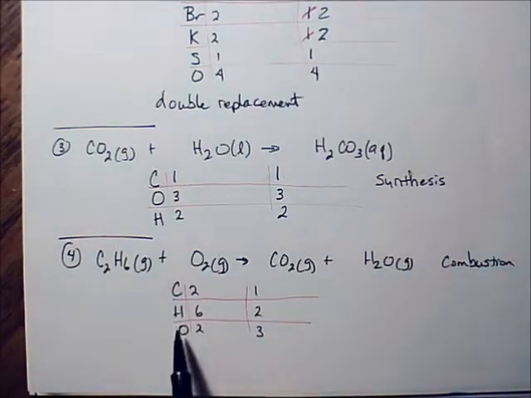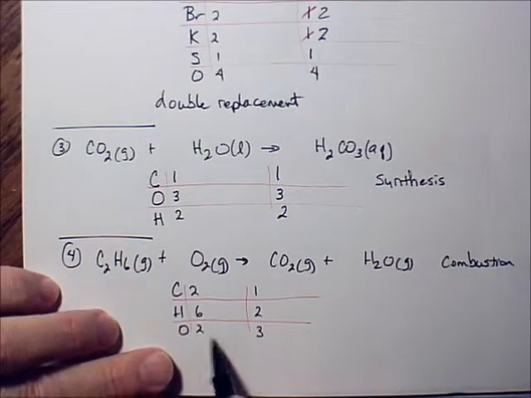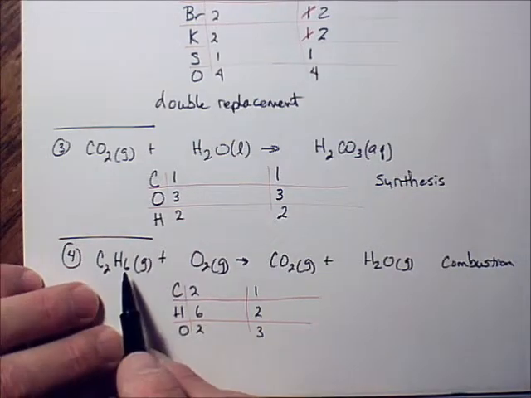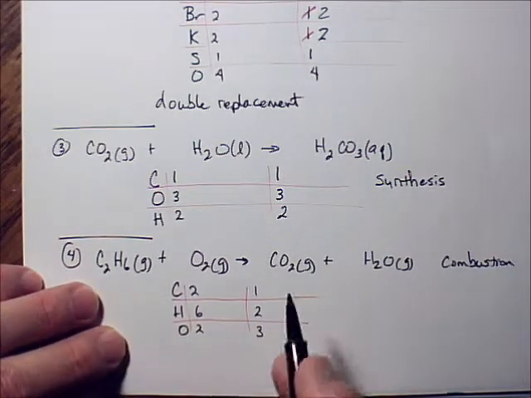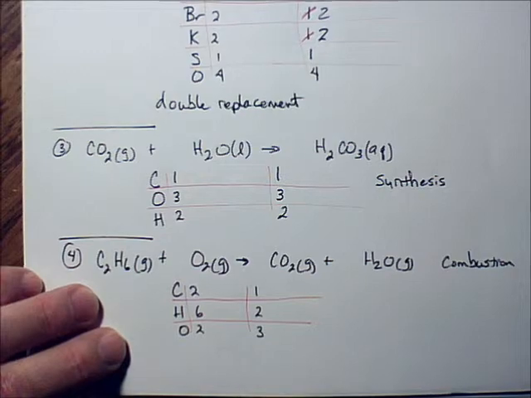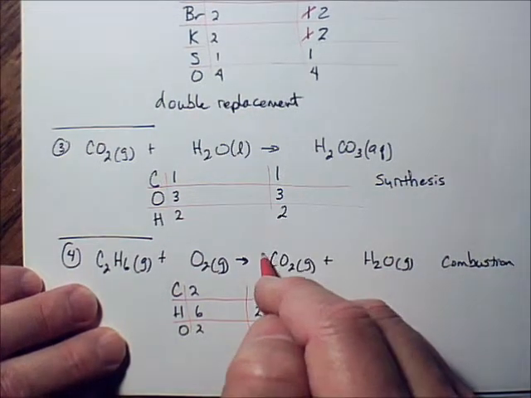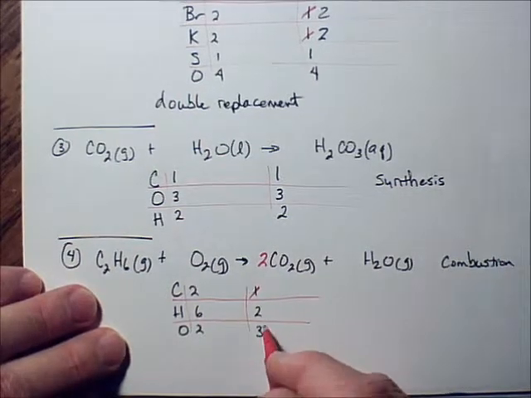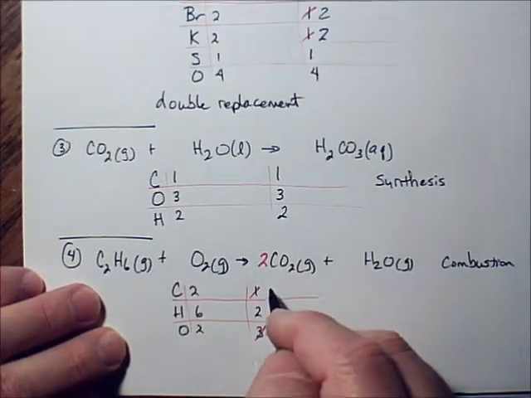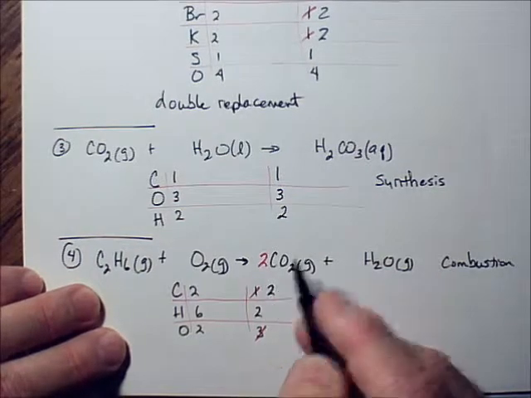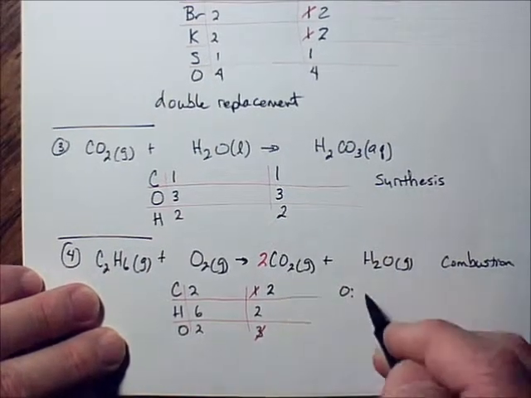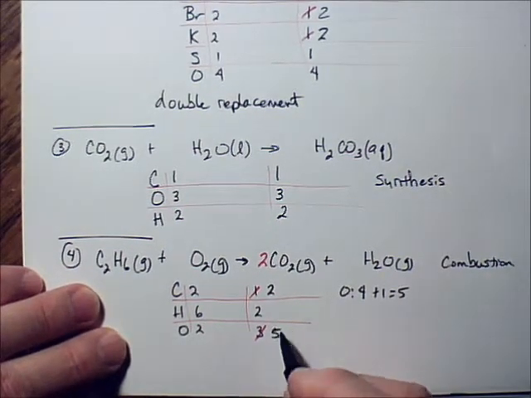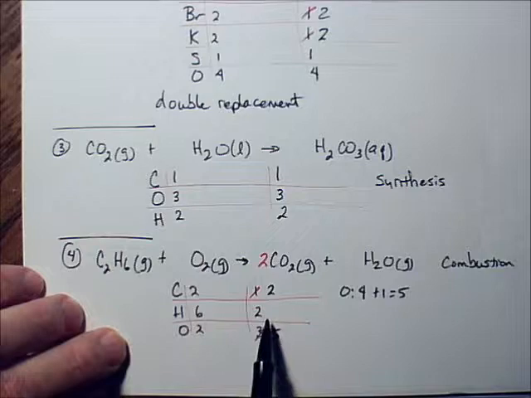Alright, if we have 2 carbons on the left, we're going to save oxygen for last and hydrogen next to last. That's one of our rules. If we've got one carbon on the right but 2 on the left, I need a coefficient of 2 in front of the carbon-bearing compound. That's going to change the number of carbons and the number of oxygens. That gives us 2 carbons. We need to count up our oxygens. So we've got 2 times 2, 4 oxygens plus the 1 here. That's 5 oxygens. Alright, we want to save oxygen for last. Let's go to hydrogen next.